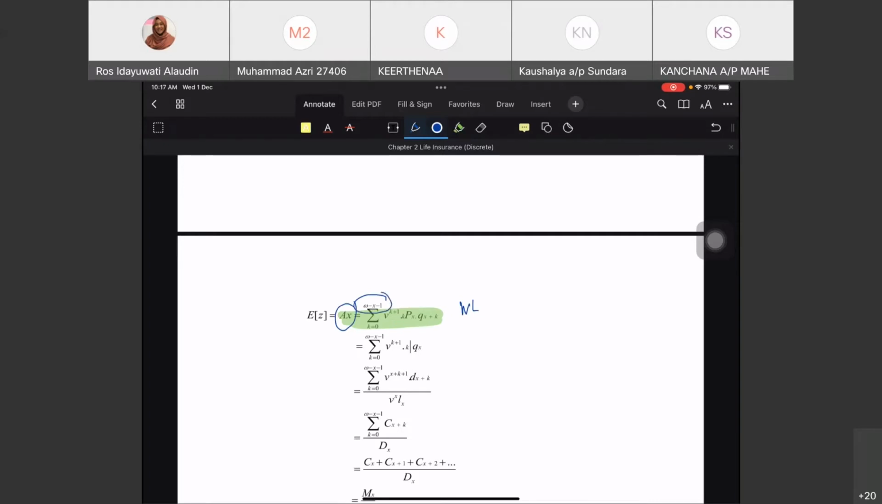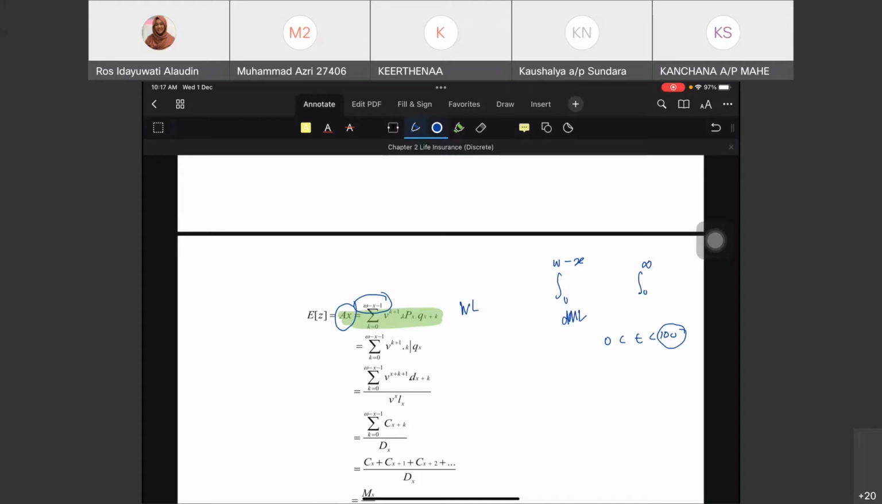In the continuous case, for de Moivre's law, we have to integrate from 0 to omega minus X. But for the constant force, it is 0 until infinity. But if they give the interval already, so we know that t is from 0 to 100, then the infinity value is equal to 100.